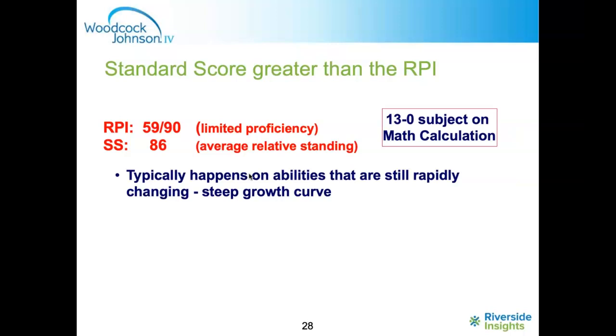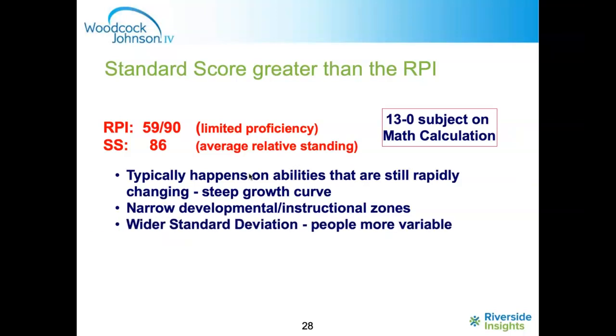And again, I'm going to show you a chart here in a bit that gives you some descriptors for these RPIs. So this typically happens on abilities that are rapidly changing. They have a steep growth curve. There's narrow developmental and instructional zones. And there's a wider standard deviation. In other words, people are more variable on these tasks.